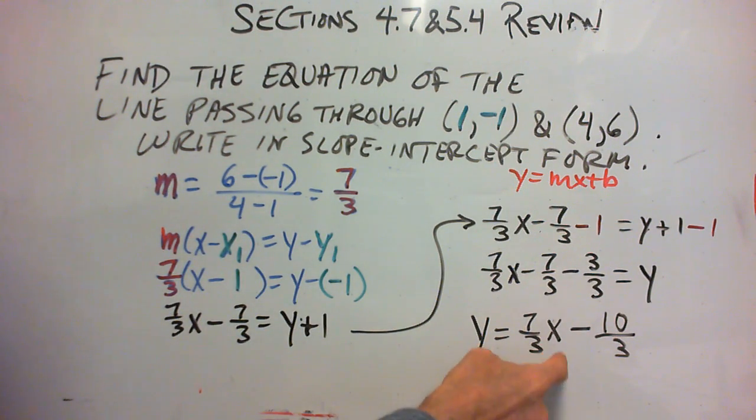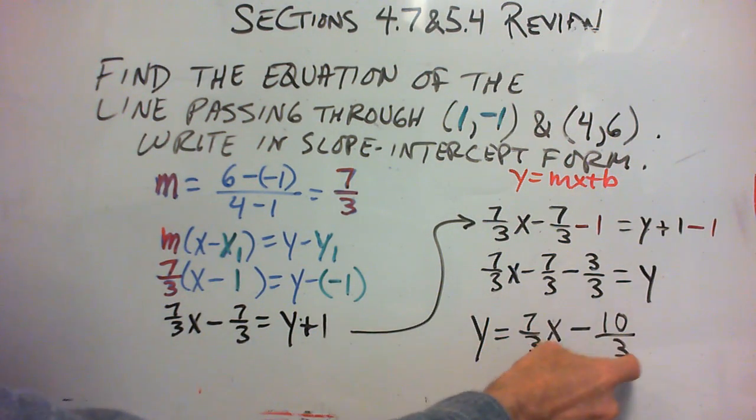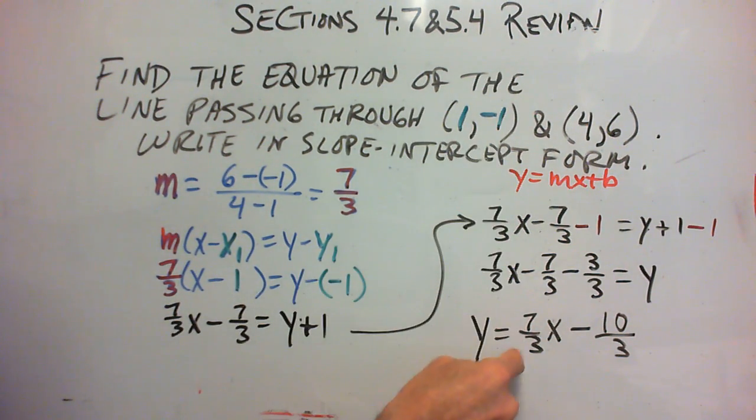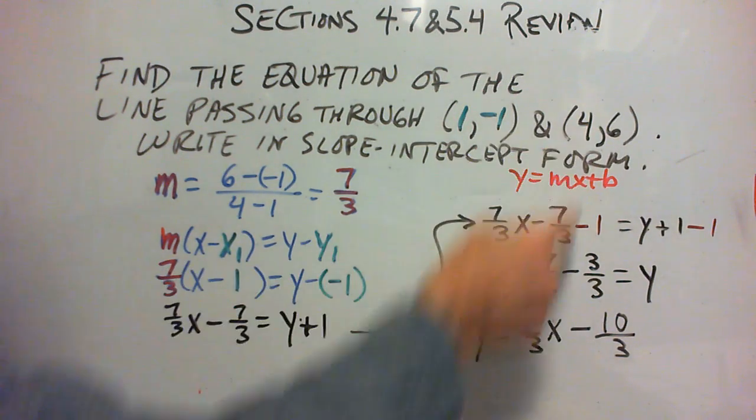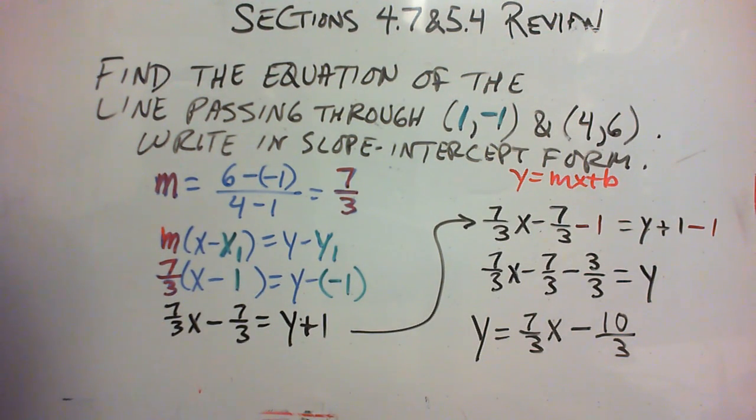And we know it's correct if we plug in 1. 7/3 minus 10/3 is negative 3/3, negative 1. Also, for the second point, and it should work for both, when x is 4, we get 28/3 minus 10/3, which is 18/3, which is 6. So it checks out for both points. We know it's the correct answer. And that's it for this review video.